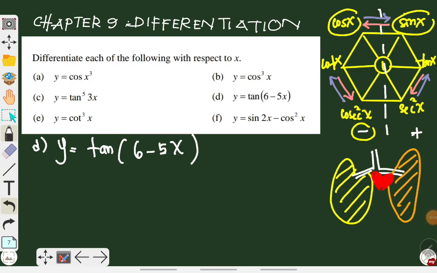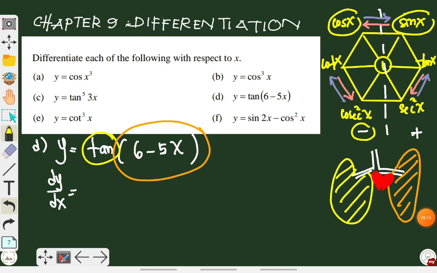Let's move on to question number D. y equals tangent of 6 minus 5x. What do you think? How many parts do we have? Yes, we have two parts, the yellow and orange color. Let's differentiate y. Then we have dy dx equals, differentiate the tangent, the yellow color.